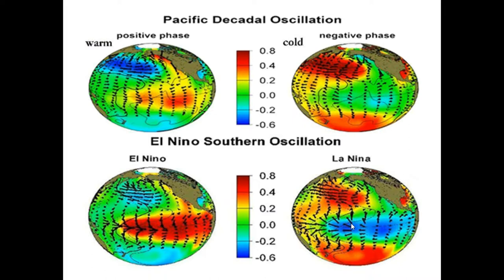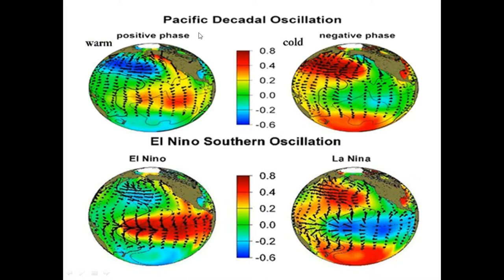I think this is a really superb graphic. It ties us together, shows how ENSO and PDO, and remember, IPO I consider to be part of PDO, because IPO is along here, right? Here's where the IPO is. So the IPO is going to be influenced by ENSO and a PDO.